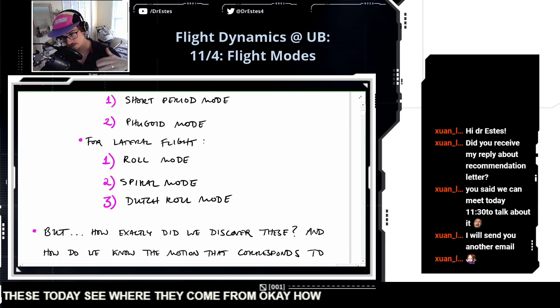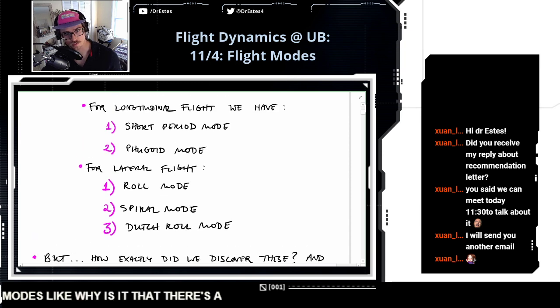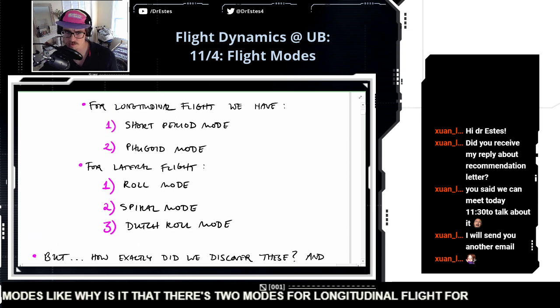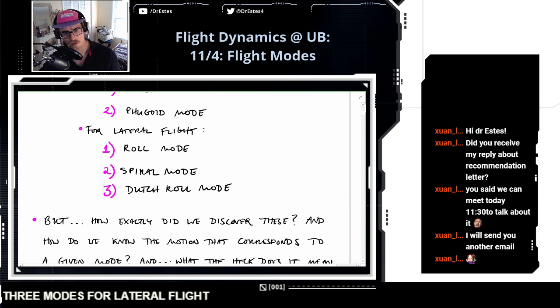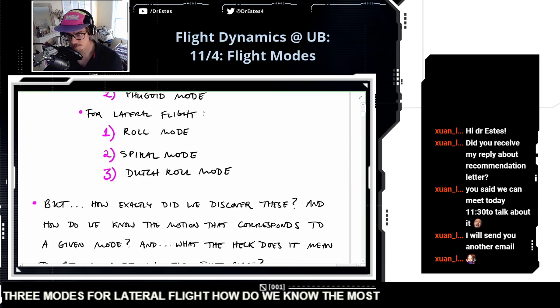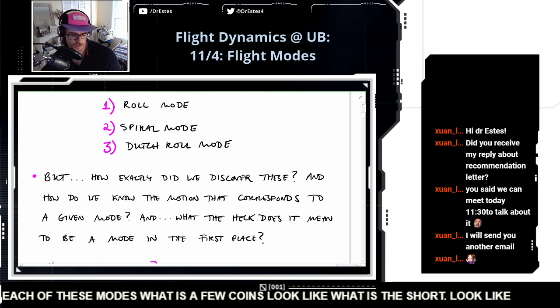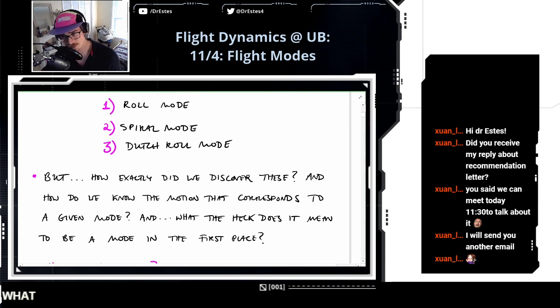Okay, how exactly did we discover these modes? Why is it that there's 2 modes for longitudinal flight, but 3 modes for lateral flight? How do we know the motion that corresponds to each of these modes? What does a phugoid look like? What does the short period look like? And what the heck does it mean to be a mode in the first place?